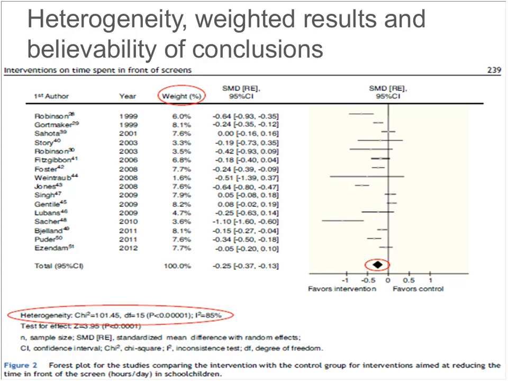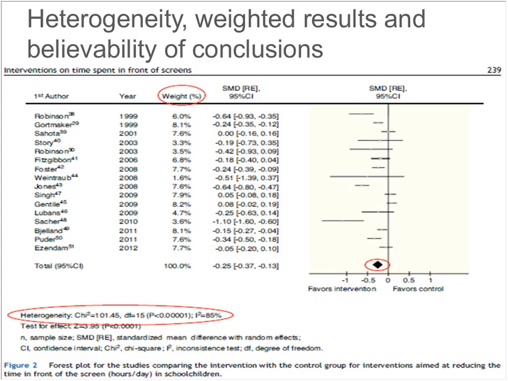A general rule of thumb is that standardized mean differences that are 0.2 and less are considered small effects. Above 0.2 to just below 0.8, we would say is a moderate effect, and anything above 0.8 is a very large effect. And so what we have here is a small to moderate effect in terms of the decrease in screen time.